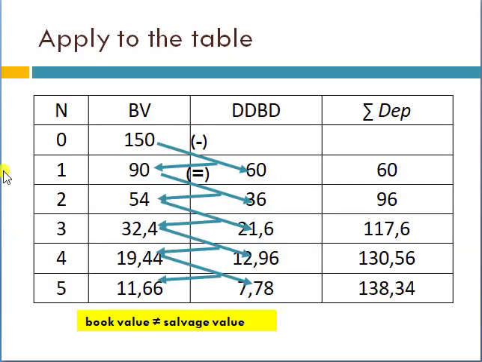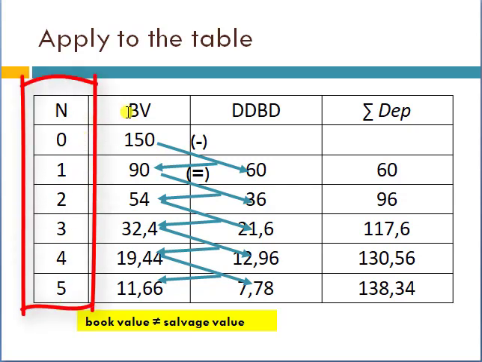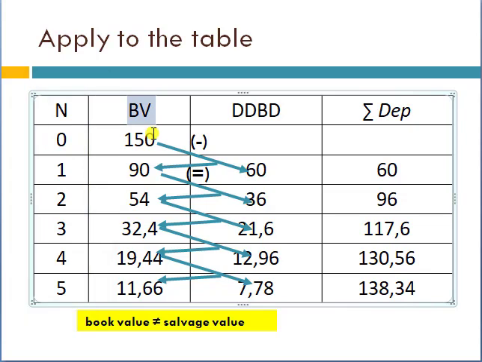Now let's apply it to the table. Just do the same action as in the SLD method. Put the useful life beside the book value. The book value at the beginning of time is the investment. In the first year, we don't have depreciation because, by the concept of depreciation, we have to use the asset for at least 1 year. So we can see after 1 year of usage, the asset will decline.